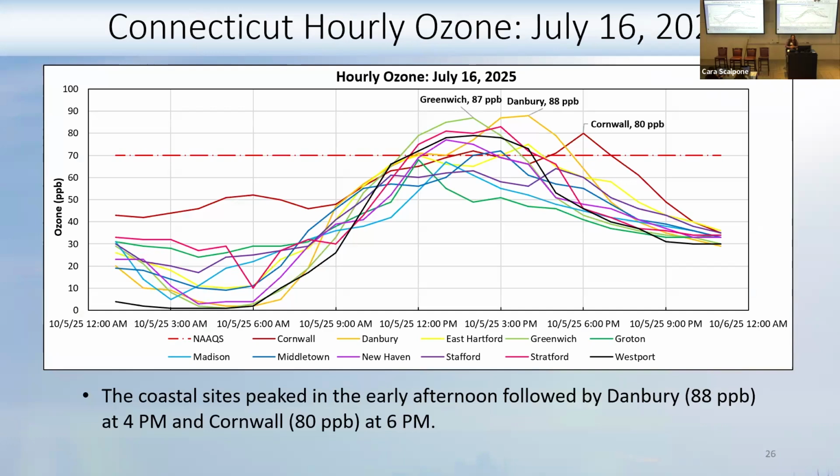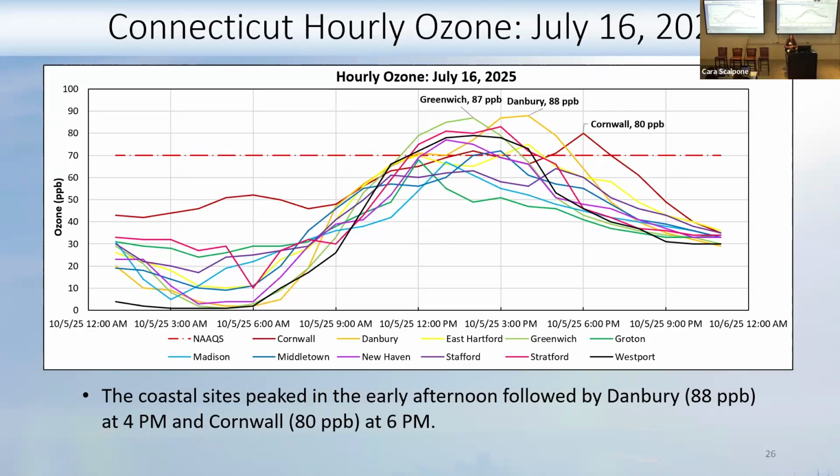This is a very important slide if you look at it frequently, so I'll just explain what it's showing. Basically, this is showing that all of our ozone sites were showing increasing ozone throughout the morning hours. Then our coastal sites are peaking between about noon and 3 p.m. And then we're also seeing our inland sites peaking later in the day. So, for example, Greenwich peaked the highest for all the coastal sites at about 2 p.m. at 87 parts per billion on this day.